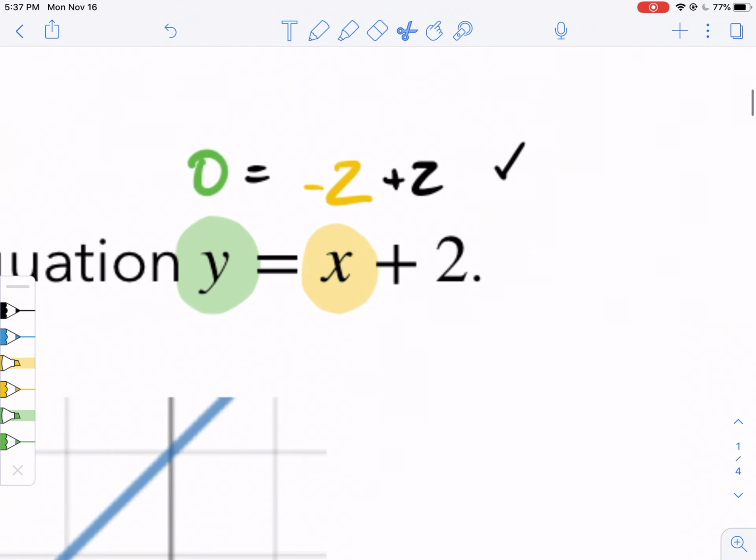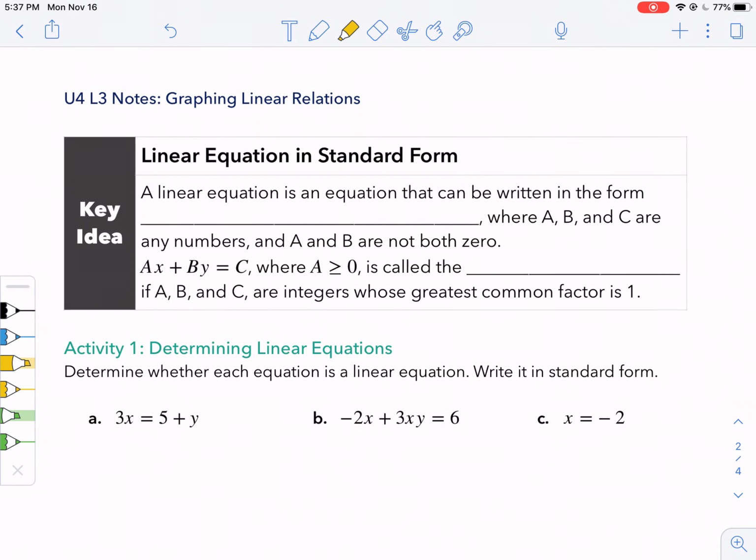Okay, sweet. Well, what does this mean? There's a standard way to write lines, and standard form looks like this. A linear equation is an equation in the form of a times x plus b times y equals c. Remember, whenever we have x, y in this class, we make our x's yellow and we make our y's green, just so they're easier to graph. Where a, b, and c can be any numbers, but a and b aren't 0. So you have ax plus by equals c. And when they're written like this, we call that standard form.